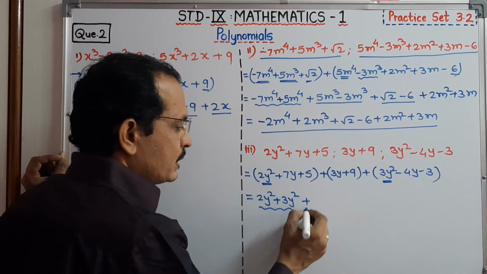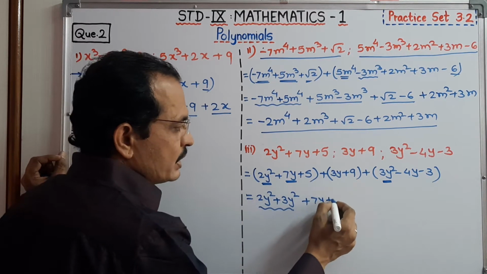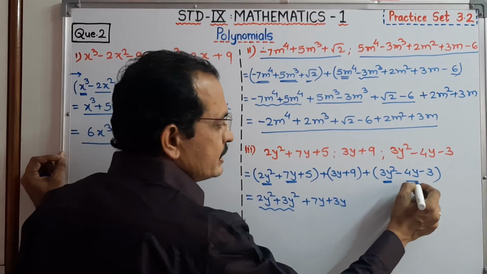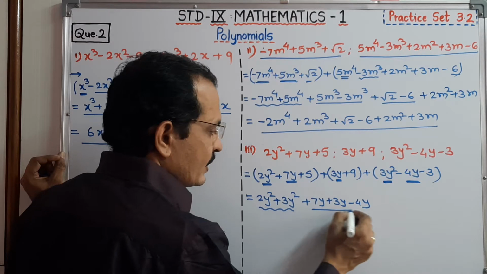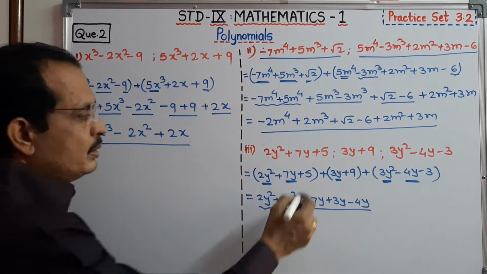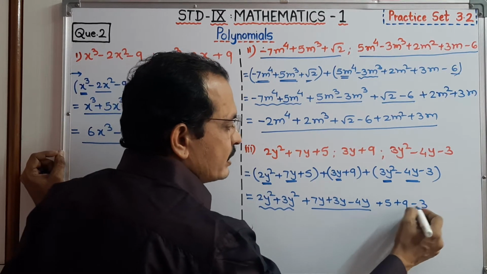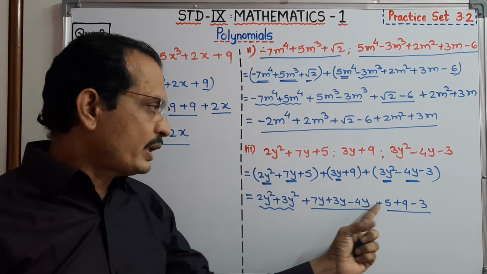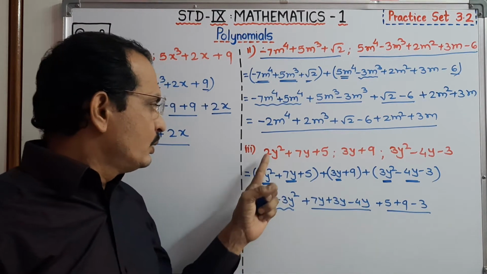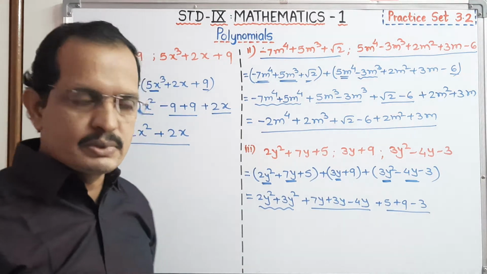Now see here, plus the second term, here it is 7y. Here it is plus 3y and here it is minus 4y. Now see here plus 5 plus 9 and minus 3. Dear student, this is 1, 2, 3, 4, 5, 6, 7, 8. All the terms are there.